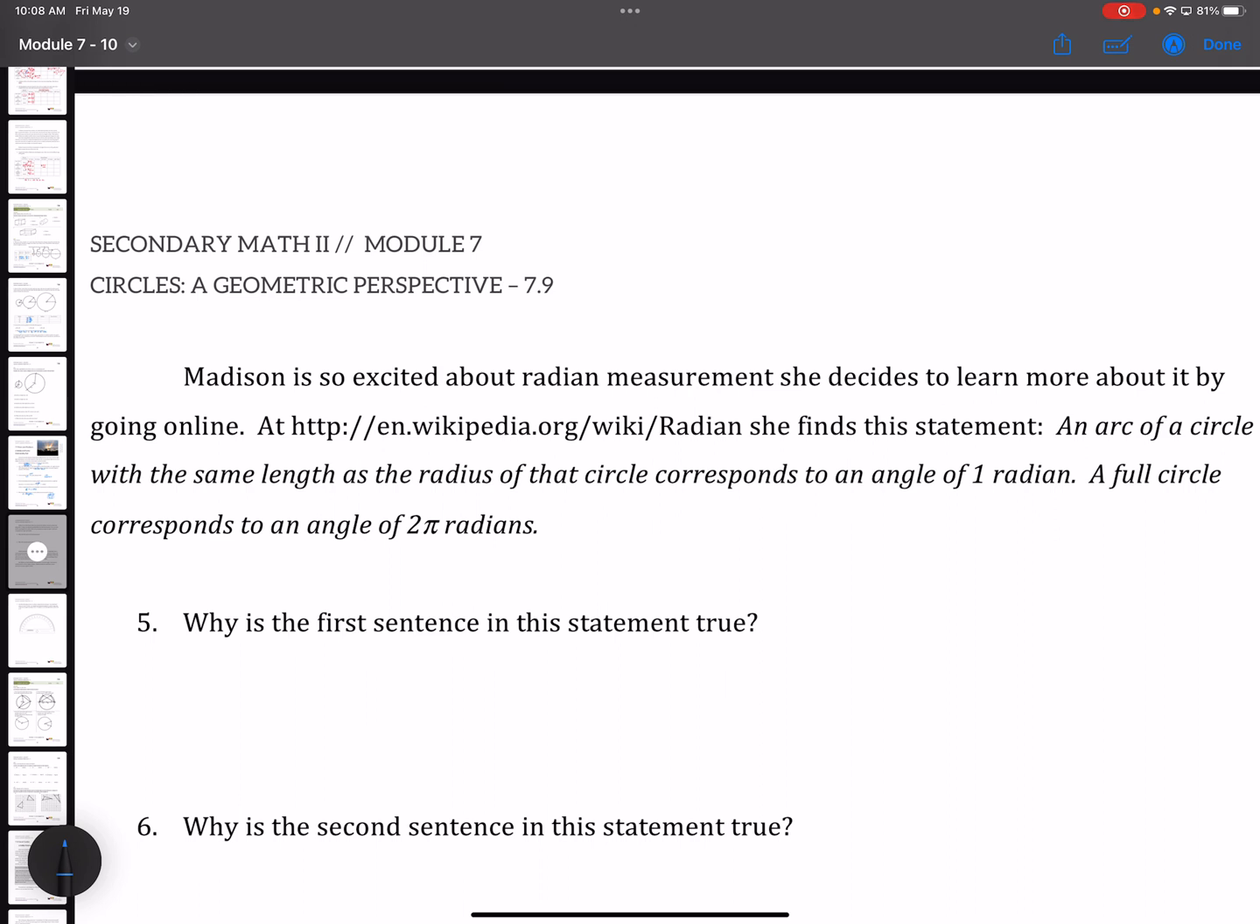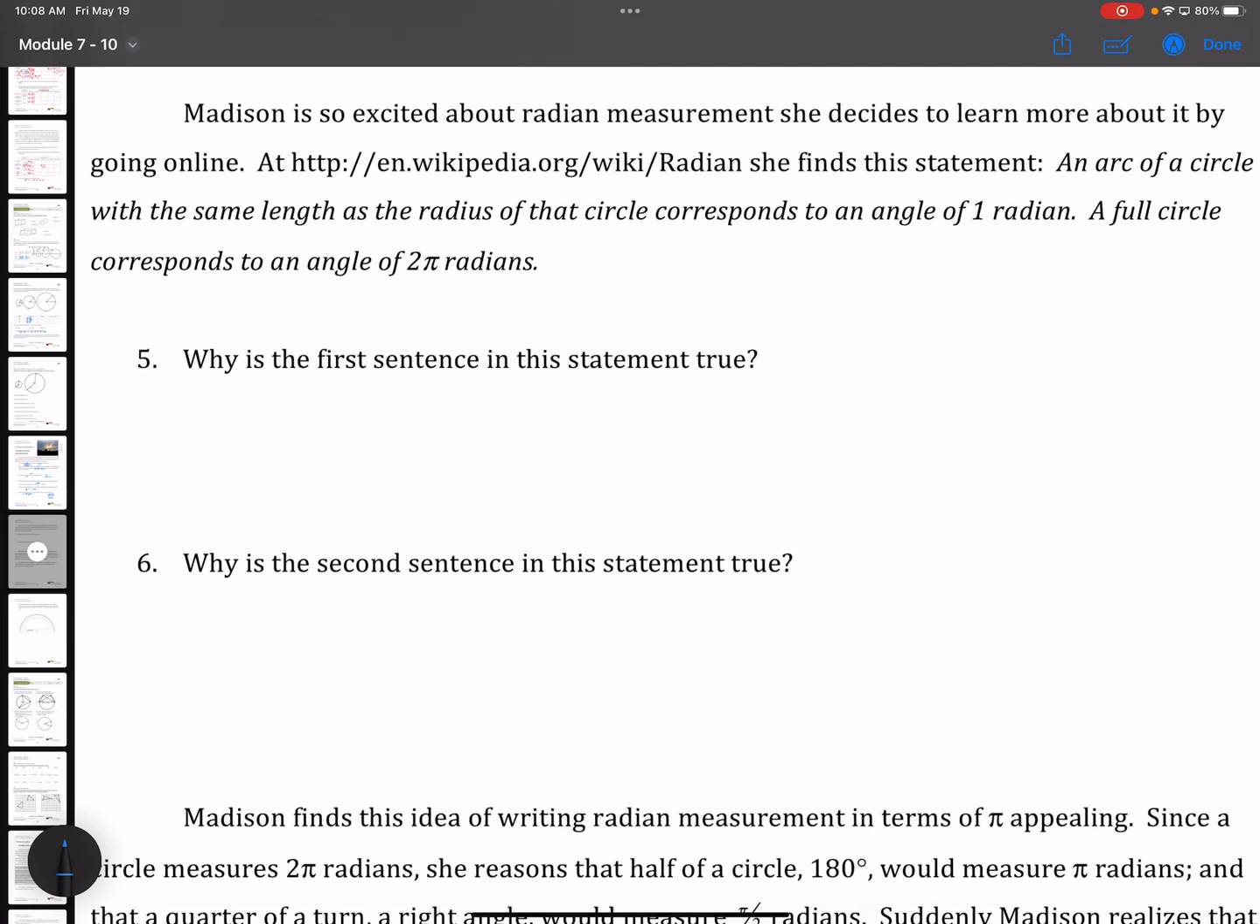So, pi radians equals 180 degrees. Now, they gave us a Wikipedia statement. Madison, go ahead and read that. Madison is so excited about radian measurements, he decides to learn more about it by going online at http://en.wikipedia.org/wiki/radian.